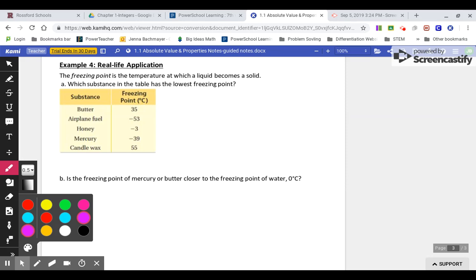So which one of these numbers is going to identify that? The lowest freezing point, so the farthest away from 0 would be -53. So that means our answer is airplane fuel.